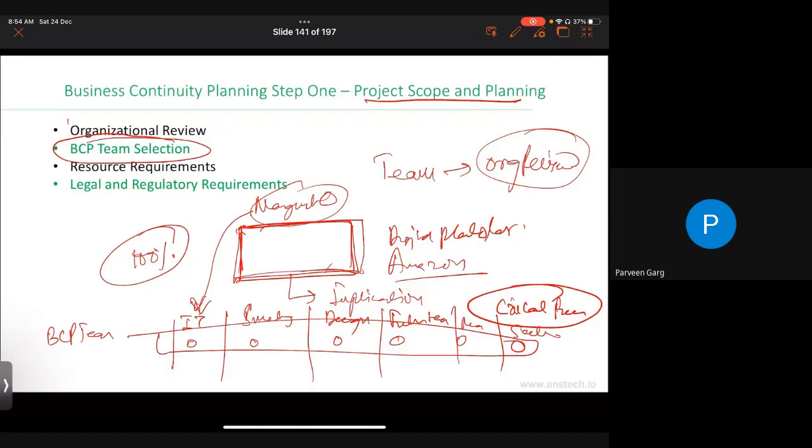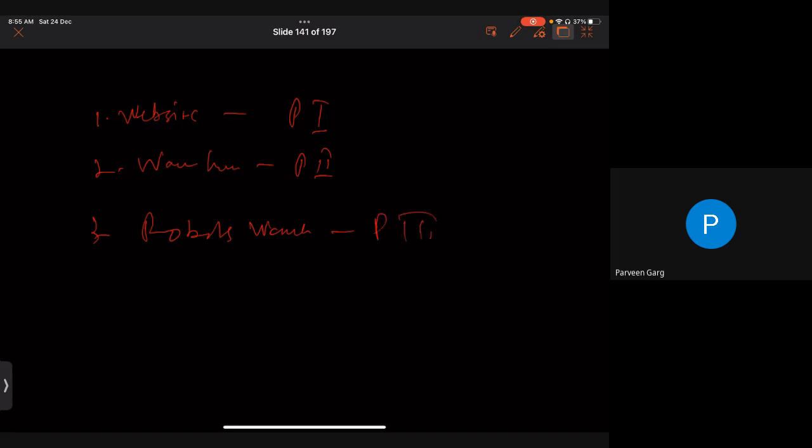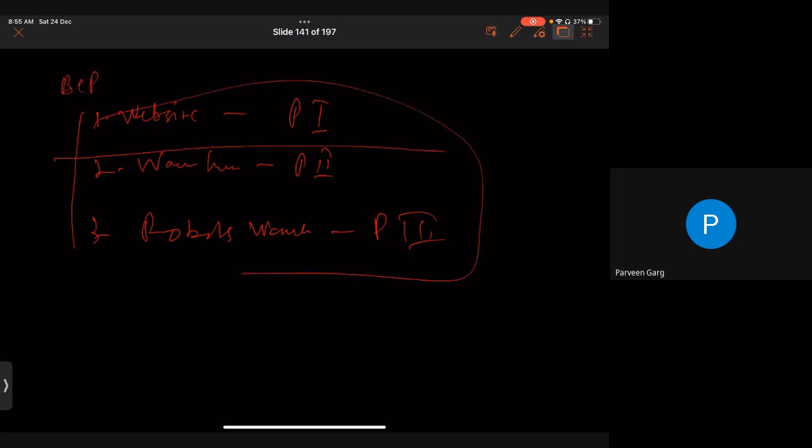So maybe I list out that the website is priority one, the warehouse is priority two. And third is the robots which work in the warehouse, who move the product and put it on the dispatch line, are priority three. This is just a vague example I gave. So the BCP team selected that these are the three assets, and this is the prioritization.